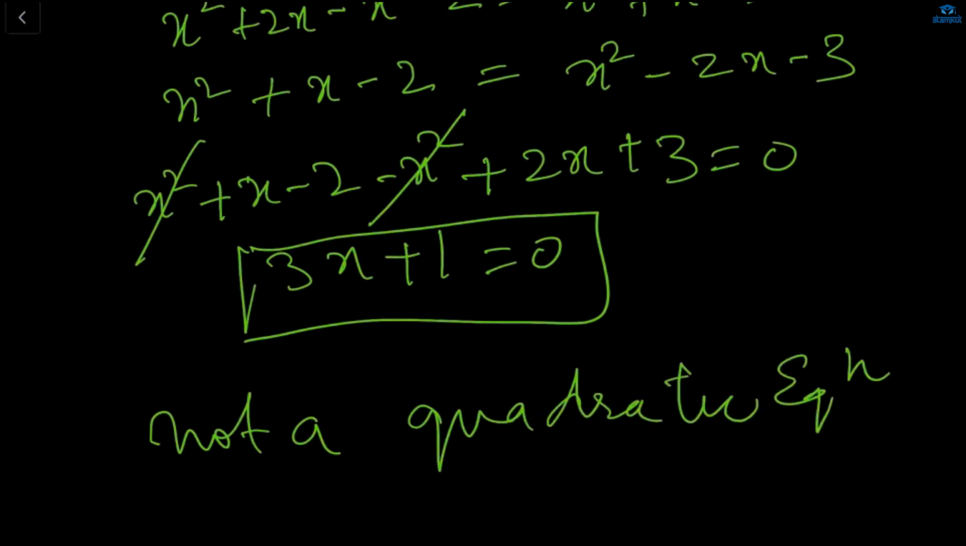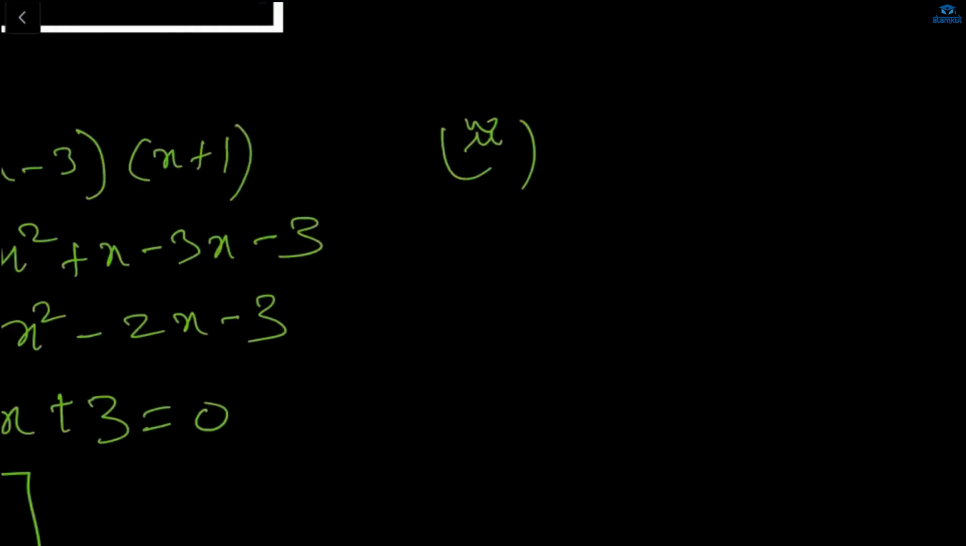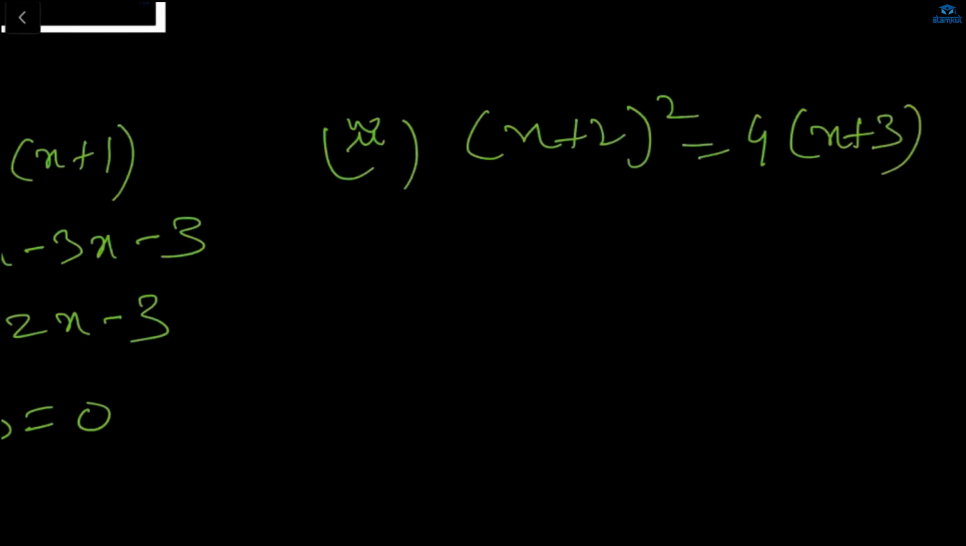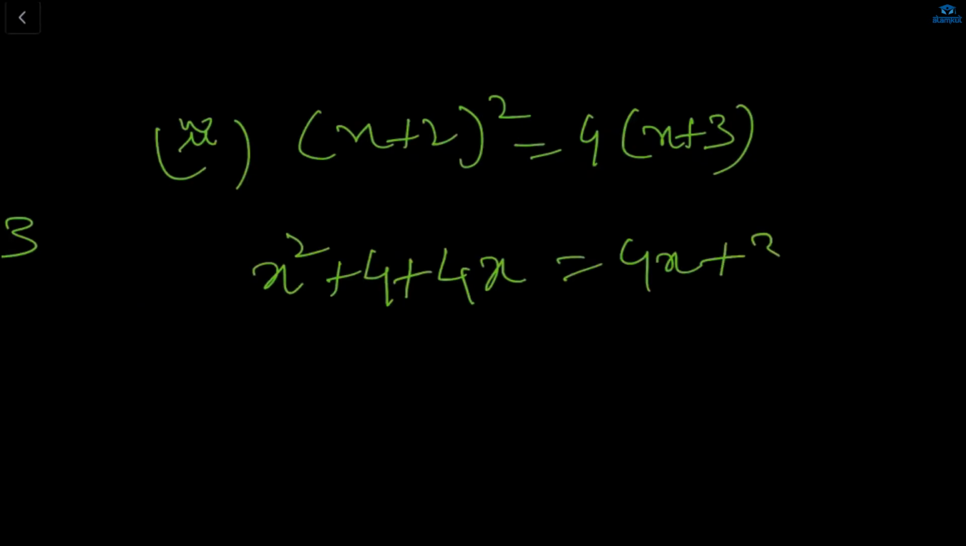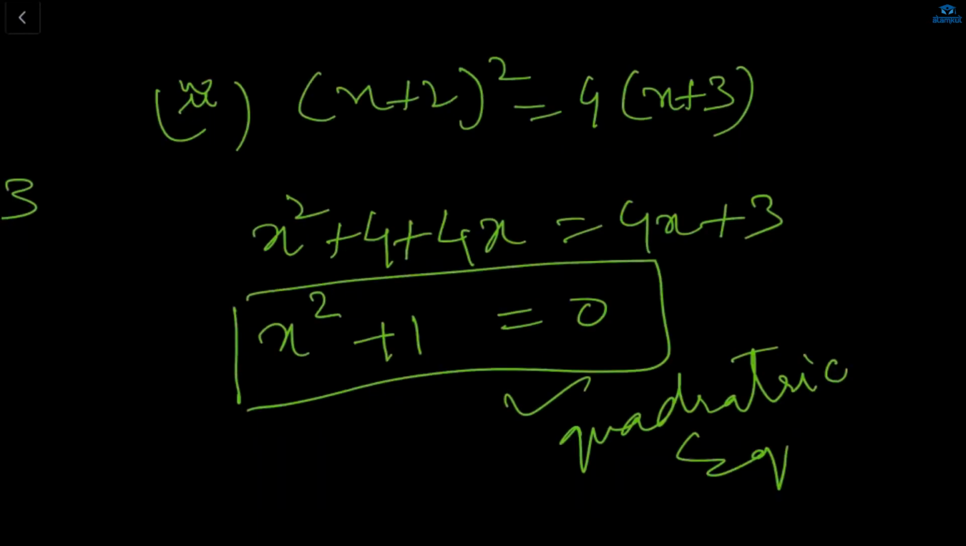Now similarly, we are going to check question number 2. It is (x plus 2) whole square equal to 4x plus 3. So (x plus 2) whole square will be a square plus b square plus 2ab, is equal to 4x plus 3. Now if you bring it to this side, 4x will be cancelled and this will be plus 1. Yes, this is a quadratic equation because the highest power is 2.